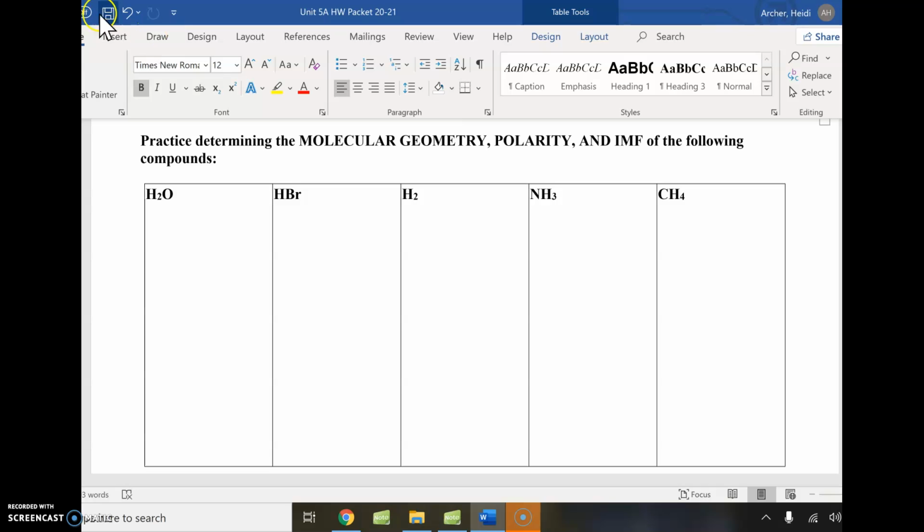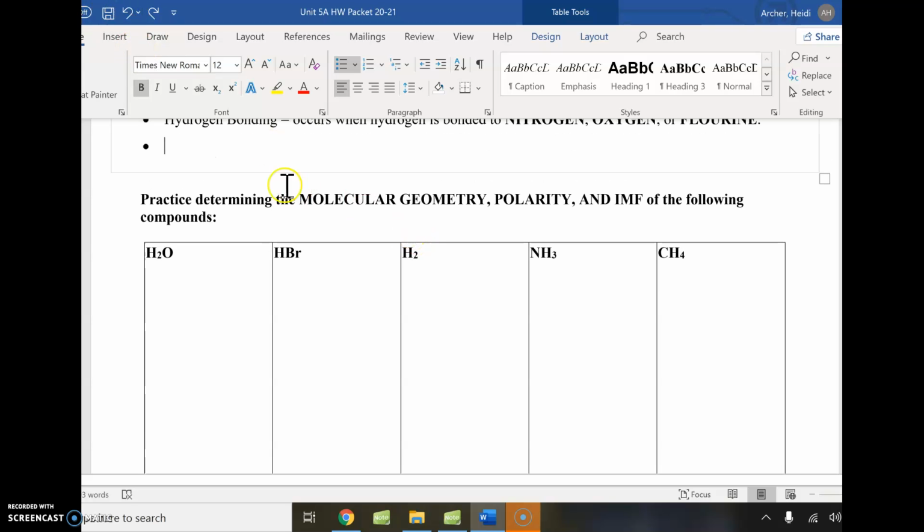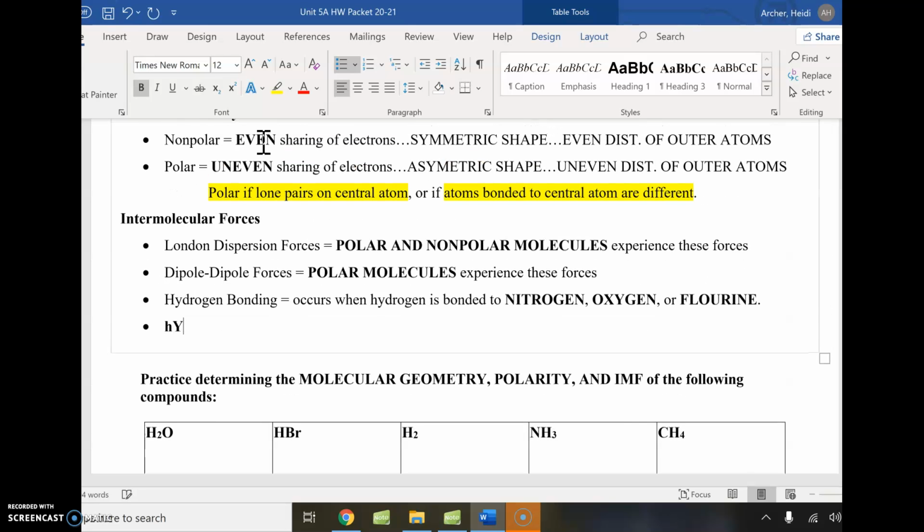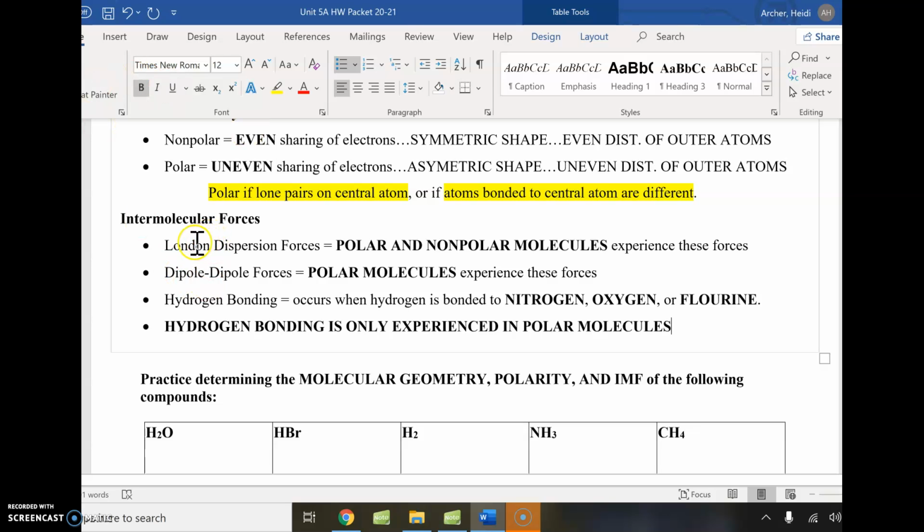come back up here and undo whatever we just did. Hydrogen bonding is only experienced by polar molecules. So when we look at our forces, if it is polar, it is going to always experience London dispersion forces and dipole-dipole forces. Then we check for hydrogen bonding.